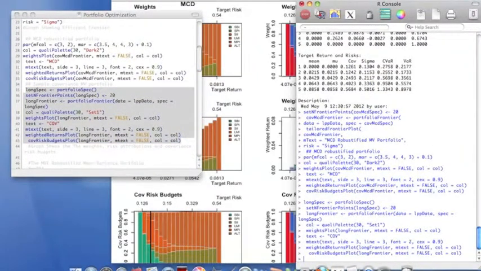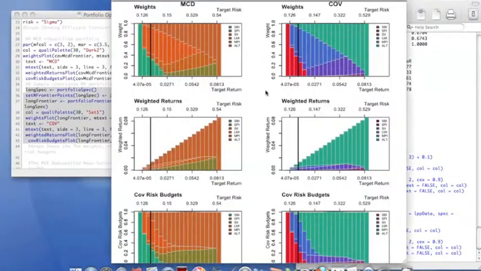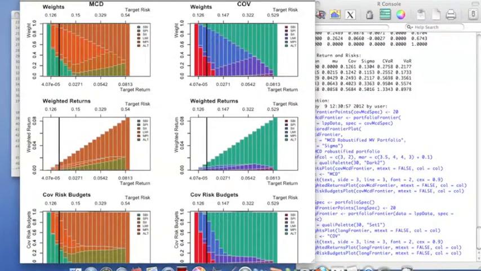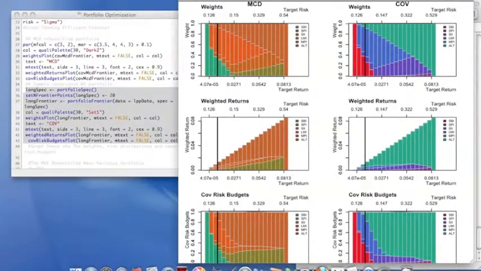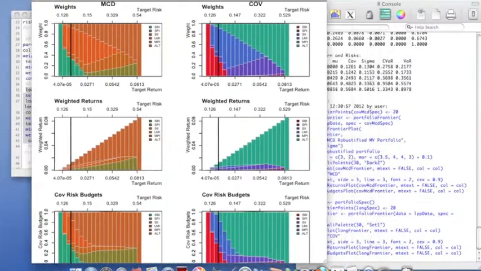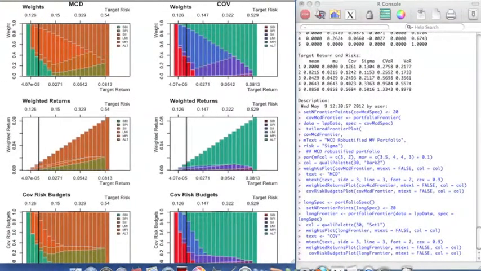I'm going to put in my other method of estimating portfolios, which is on the right, the covariance method, the COV method. And as you see, it looks pretty much the same, but there are subtle differences, and that makes all the difference. So let's look at these six different columns.